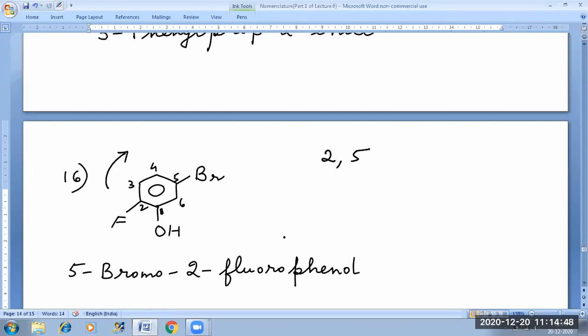At the second position, I have F. At the fifth position, I have Br. So the name will be 5-bromo-2-fluorophenol. Phenol, because if OH is directly attached to the benzene ring, that part is called phenol. The suffix is phenol here because that is the principal functional group. Whatever is the principal functional group, accordingly the suffix will be used.